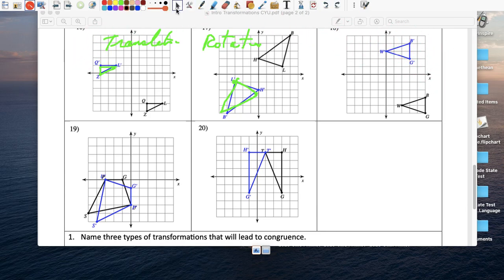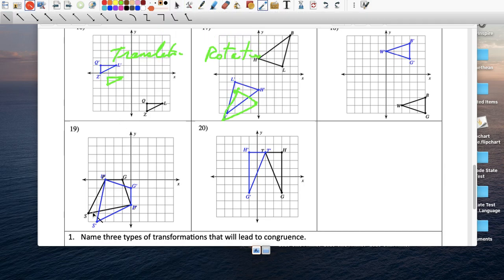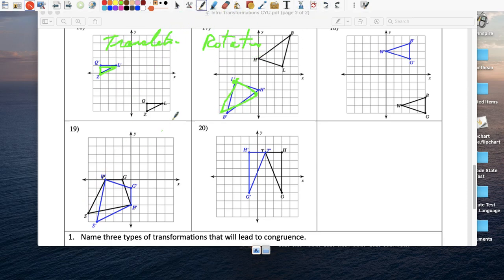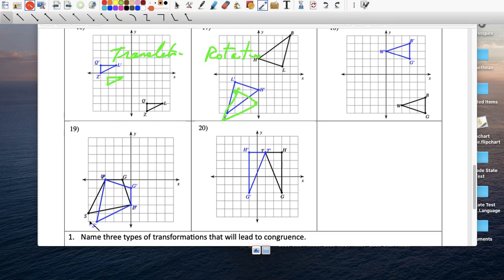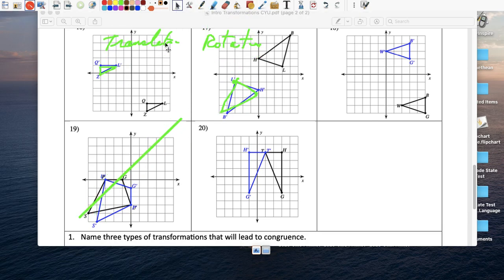This one's a little tricky. It's a reflection, but your mirror, let me show you where the mirror is. The line y equals x. Right there. That's your mirror. So imagine that was a mirror, and this was you. Let me put you in red. You're S. Wouldn't your reflection on the other side of the mirror be S prime right here?